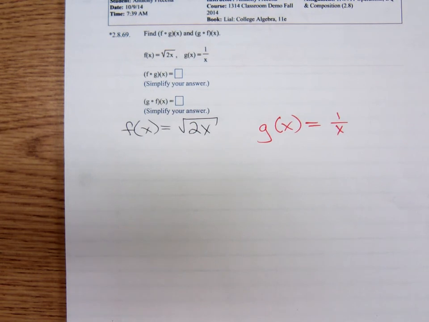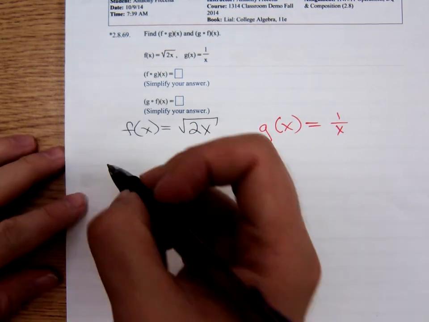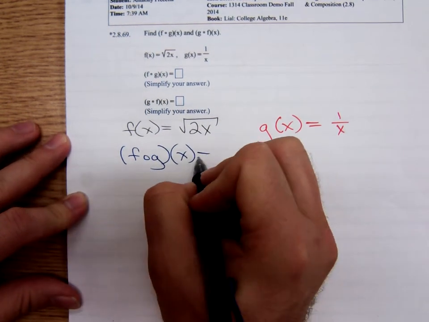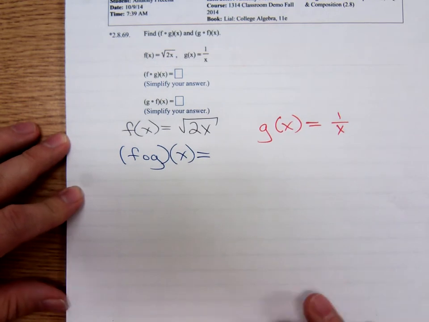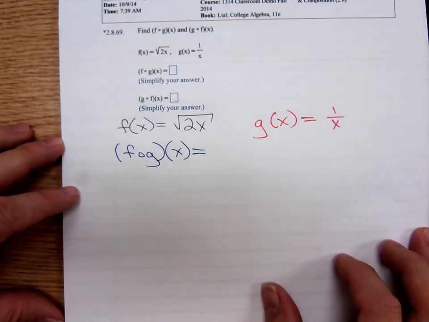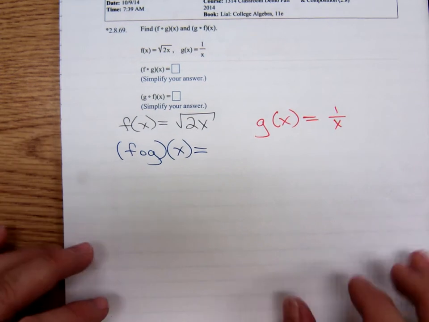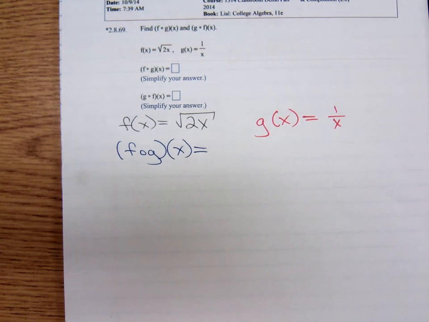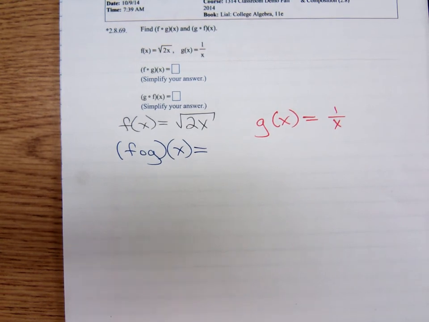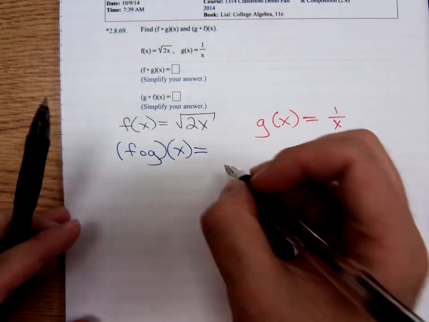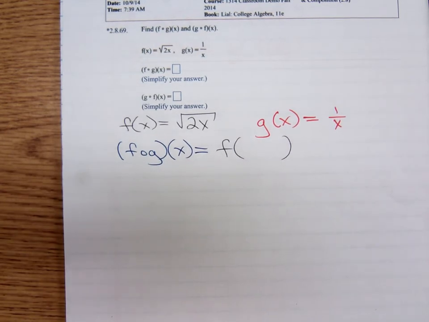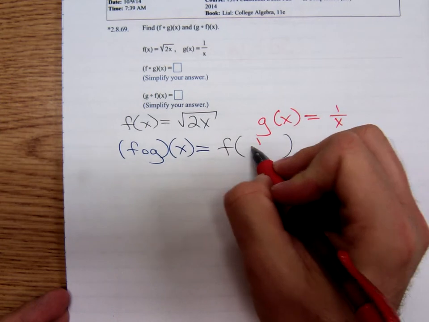So they want us to find, first of all, f composed with g of x. Some people call that "fog" x, and I have to say that annoys me. I don't know why. It's just one of those things. So which function's on the outside? F is on the outside. What's on the inside? G of x, and we know g of x is 1 over x.